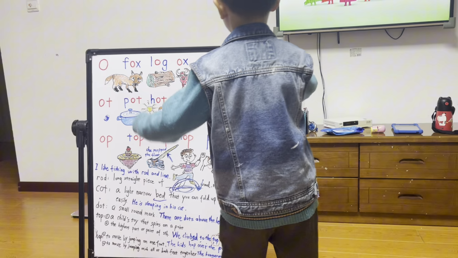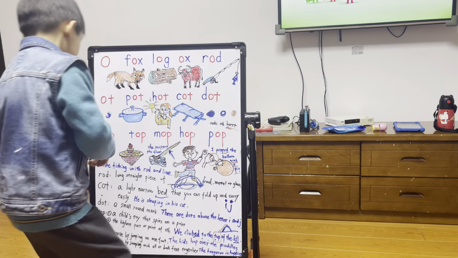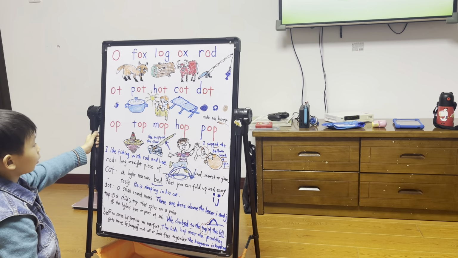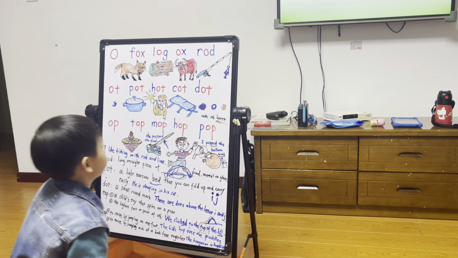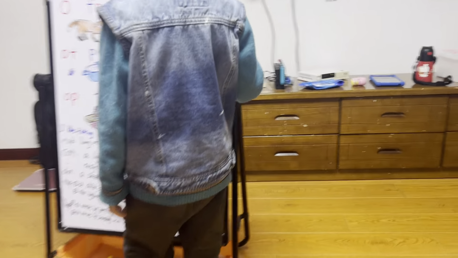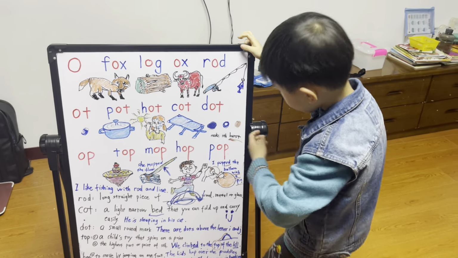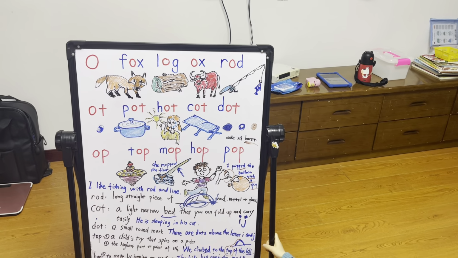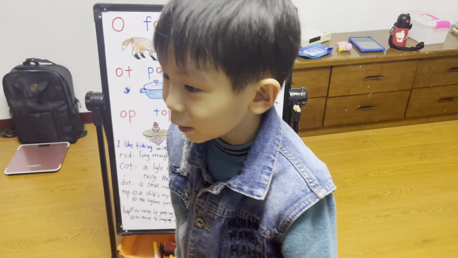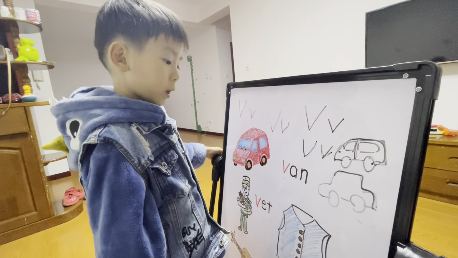The last one. D says... Dot, okay. So O says... O, P says... Up. Okay. So T-O-P says... Top, good. Next one, M-O-P, mop, good. Hop, okay. P-O-P, pop. Pop the balloon, good. Okay, that's the end of English today.